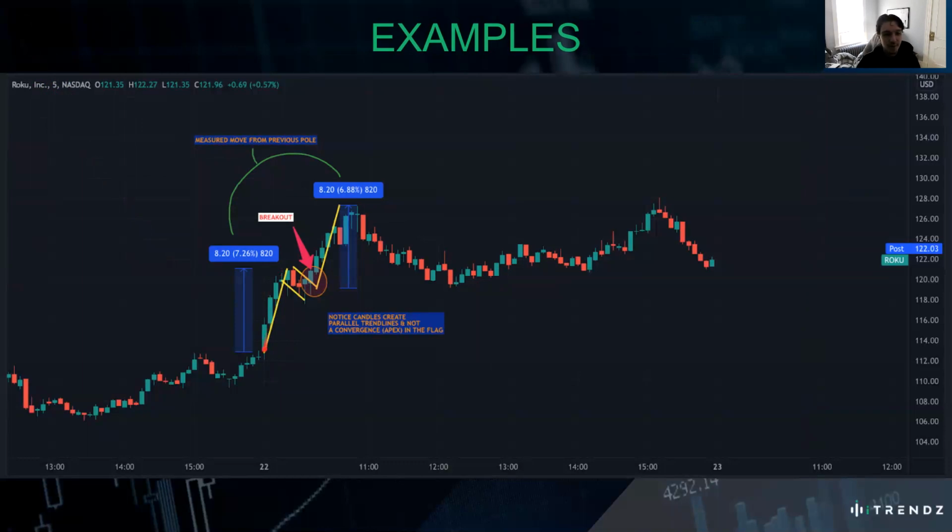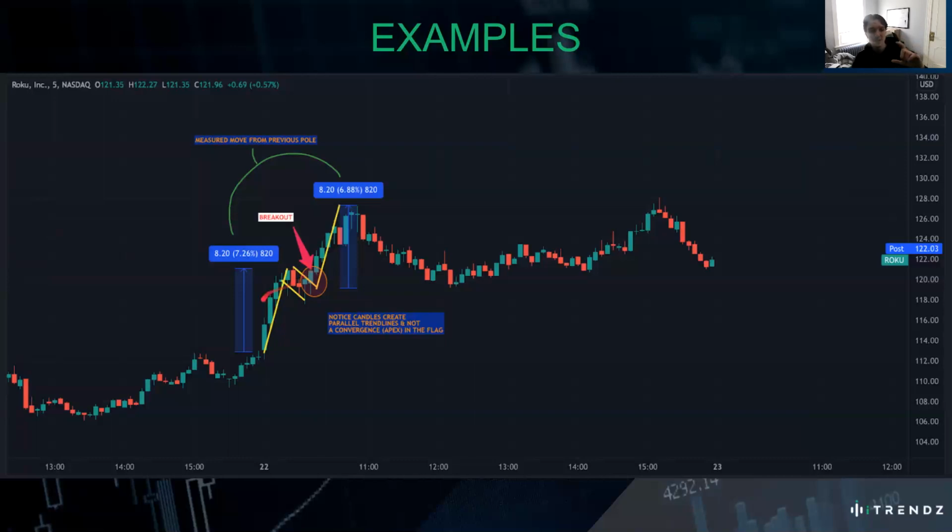So these Roku, very nice extension with a full flag pullback here. Consolidation, very nice distinguishable support and resistance. The breakout had a nice pullback back into the flag, broke through, ended up closing. My entry would have been on this second 5 minute candle, because I would have had confirmation of that breakout by that previous candle that broke above and closed above. That was my confirmation.